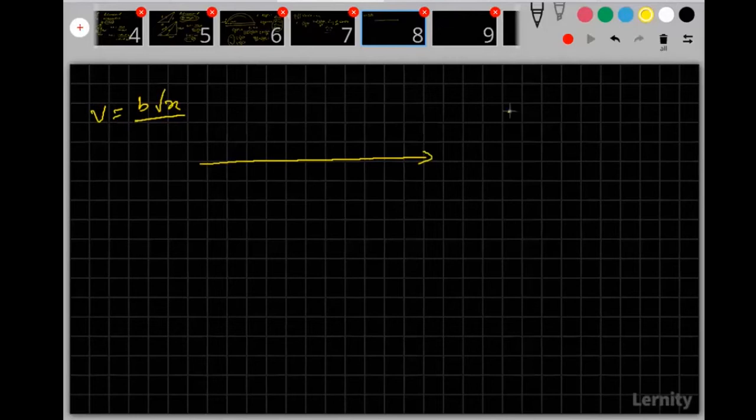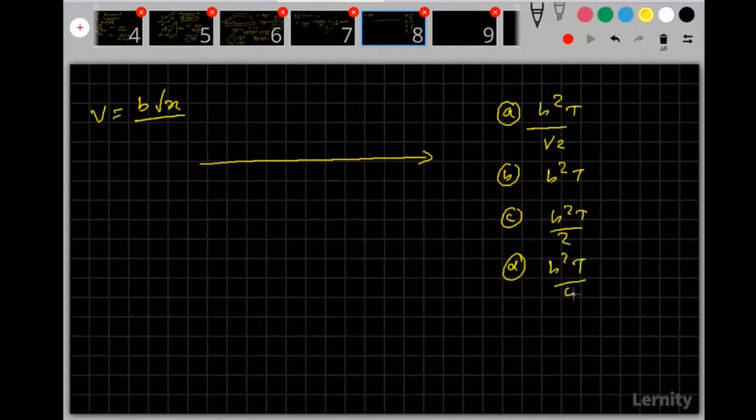They have given option A is b squared tau by root 2. Option B is b squared tau. Option C is b squared tau by 2. Option D is b squared tau by 4. So try to work this out. Let me see. I'll also help you out if I'm able to. They're asking you to calculate the speed as a function of time.